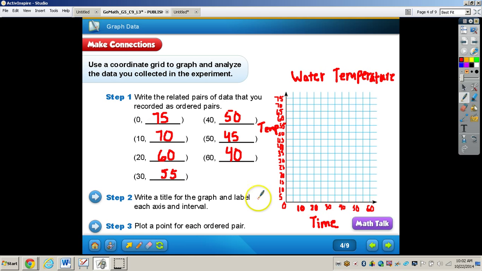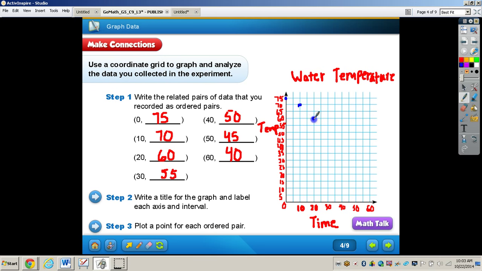So 0 and 75, in other words 0 on the x-axis, 75 on the y-axis, and I will use blue for this. We'll plot that point right there. Okay, 10 and 70, in other words we go 10 to the right, lining up with the 10 on my x-axis, and we go up to 70 on my y-axis. We'll plot that point just right there, lining up with the 70 and the 10 representing the x and y axis. 20 and 60. So go over 20 on my x-axis, come up 60 on my y-axis.